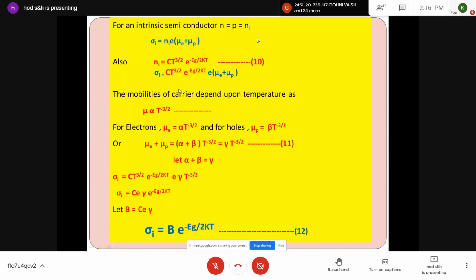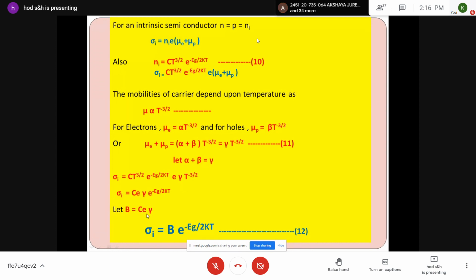Therefore, sigma I is equal to C T to the power of 3 by 2 e to the power of minus Eg by 2 kT into E. Mu E plus mu P can be written as gamma T to the power of minus 3 by 2. Or sigma I is equal to C, this T to the power of 3 by 2, T to the power of minus 3 by 2 gets cancelled. Ce gamma e to the power of minus Eg by 2kT.